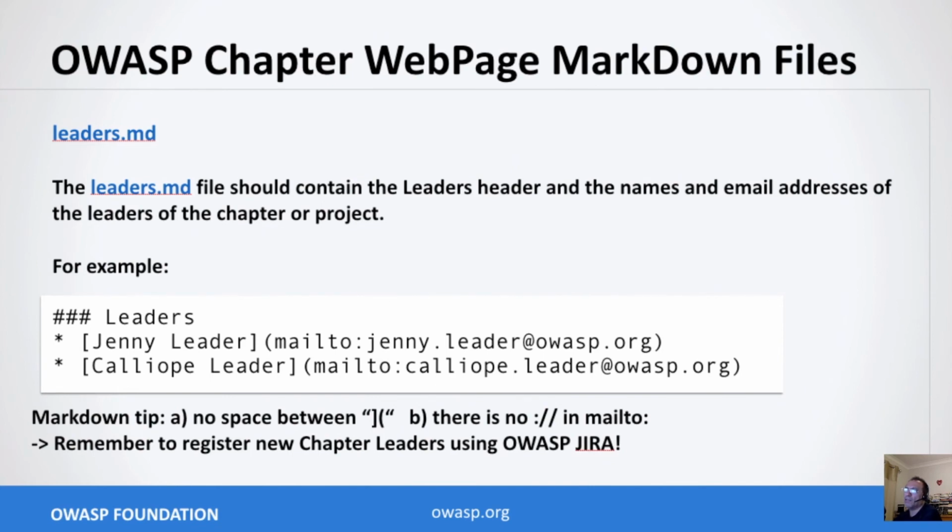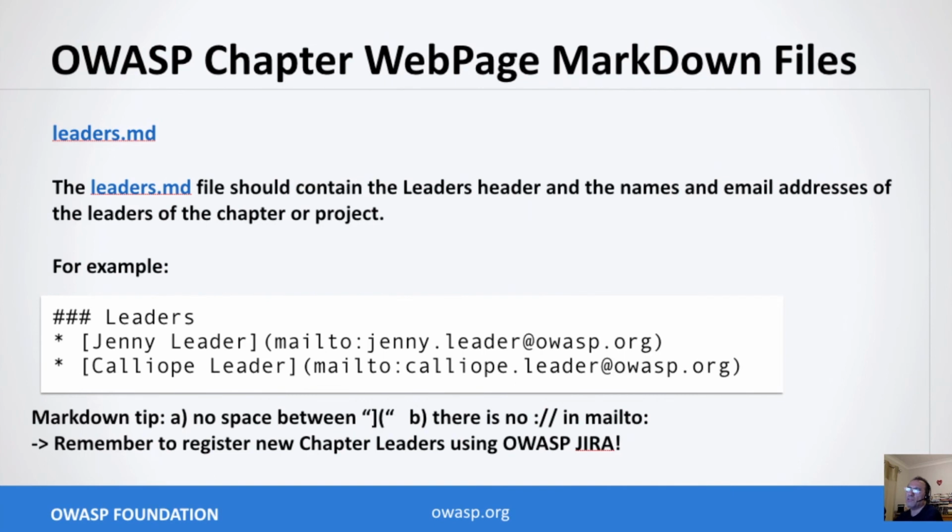So here's a markdown tip for you. Make sure there's no space between the closing square bracket and the opening round bracket here, because otherwise you will have a broken link. Another tip: there is no colon slash slash in mailto. So when you're providing mailto links to the chapter leaders' email addresses, you only have to specify the colon. There is no slash slash.